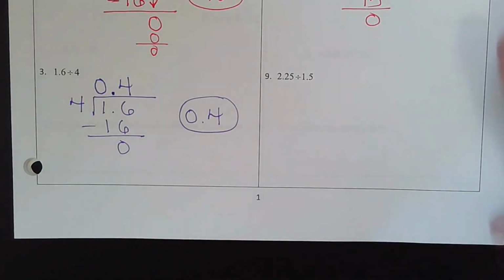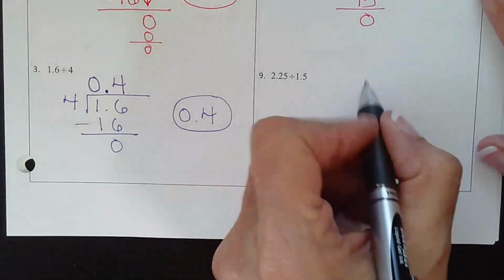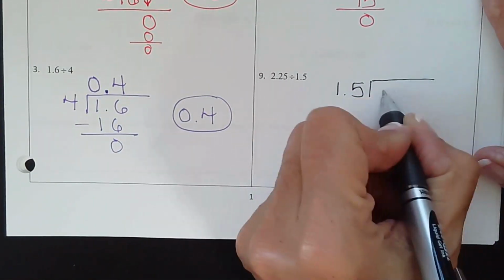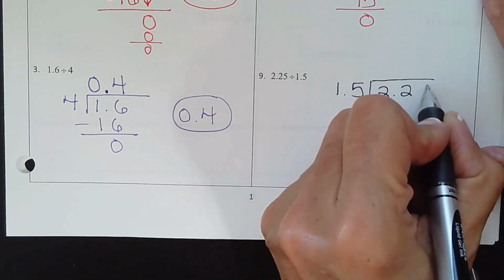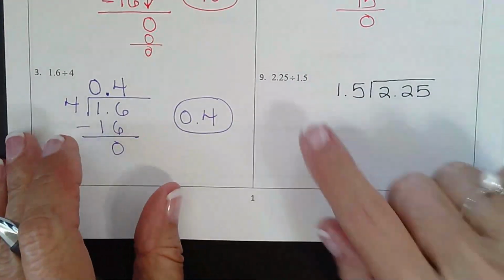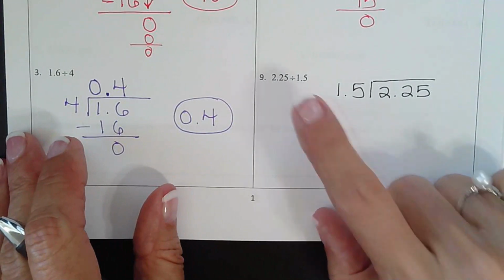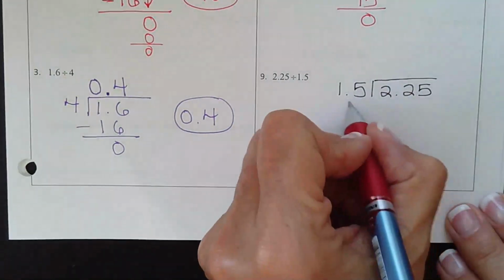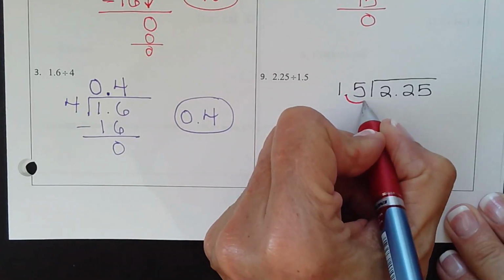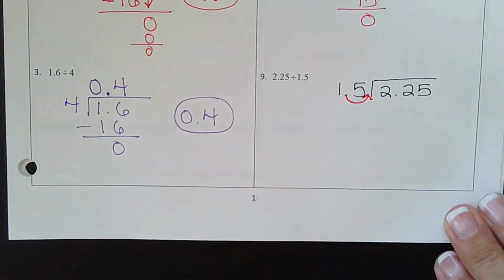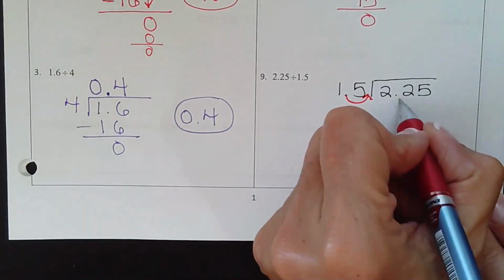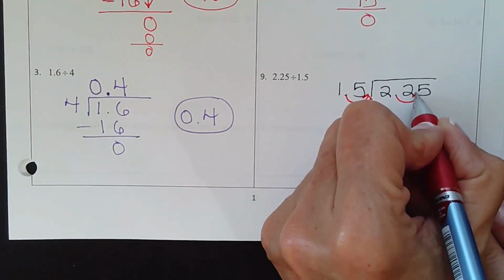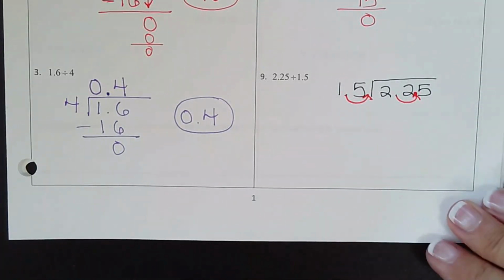And on the last one, 1.5 into 2.25. 1.5 is the divisor, 2.25 is the dividend. On this one, we do not have a whole number out here, so to make it a whole number, we move it over once. Which means this one has to be moved right once as well. So here's where the new decimal is.